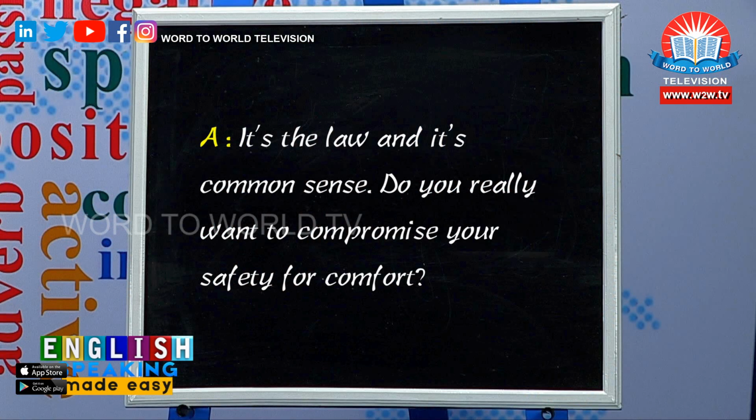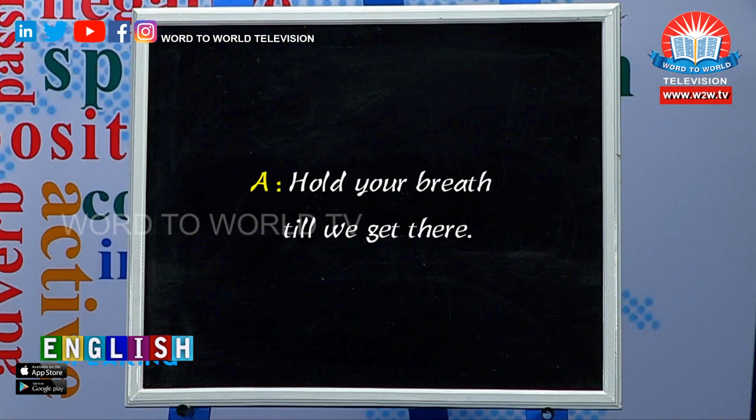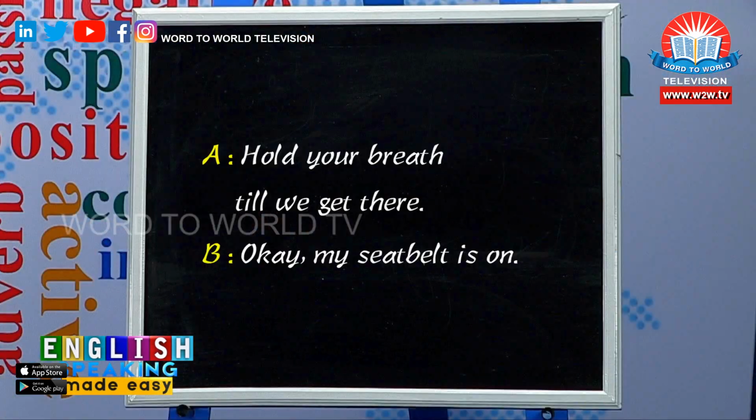And A is quite stern with that. His friend says, it's the law and it's common sense. Do you really want to compromise your safety for comfort? Okay, when he hears that, B has a rethink about it and he says, well, I guess you're right. So then A says, hold your breath till we get there. So what he's trying to tell him is, I know it's uncomfortable, just hold your breath till we get there. And then B says, okay, my seatbelt is on.